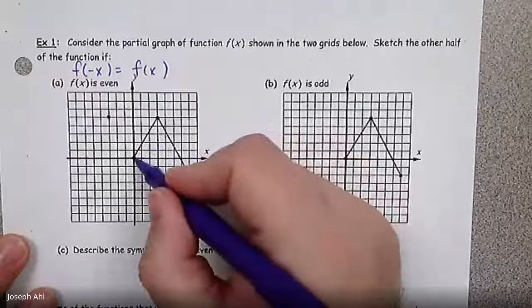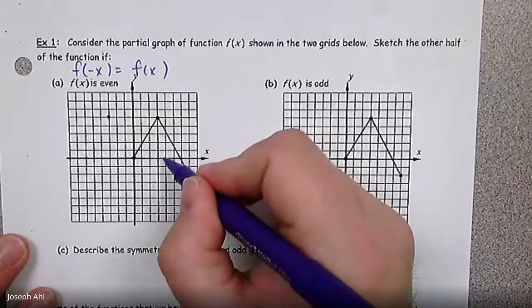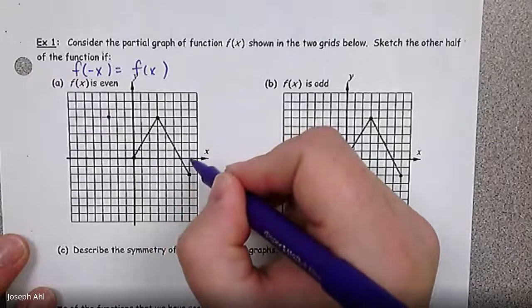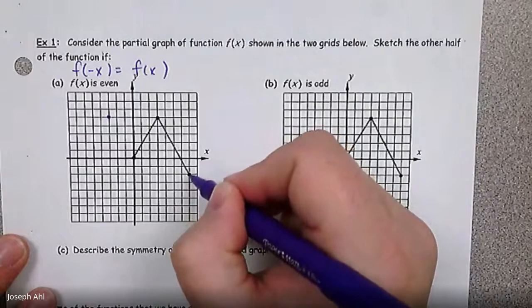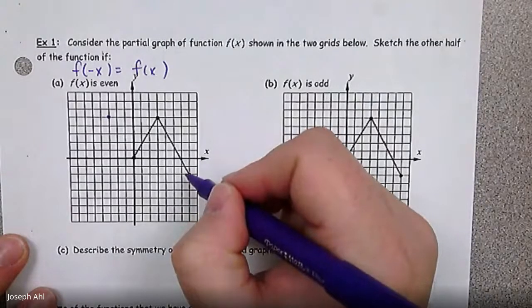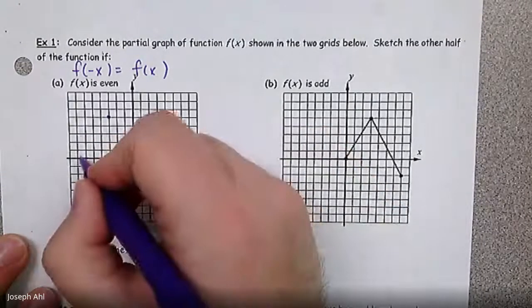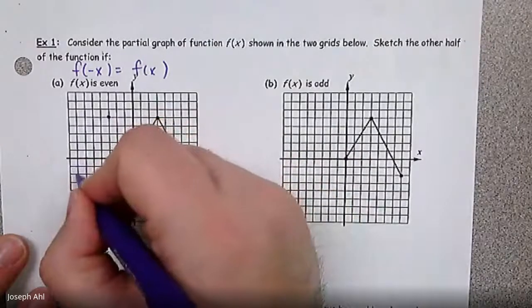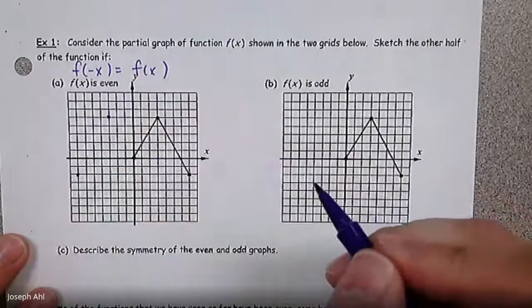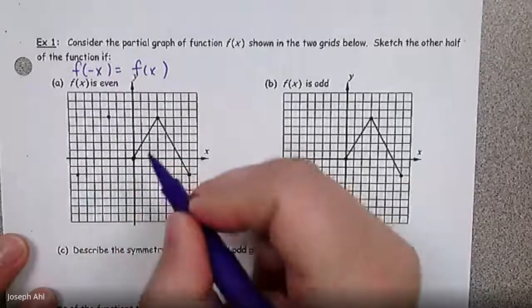And similarly, when I plug in, this looks like it must be at 4, 5, 6, 7. When I plug in 7 for x, if the output is negative 2, I should get the same thing when I plug in negative 7 for x. We should get an output of negative 2. Okay, 0, 0 is going to stay in place there.